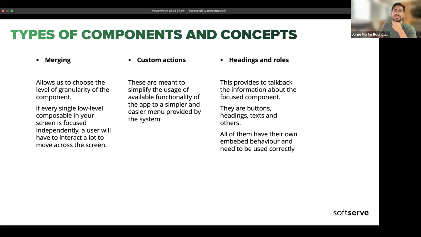The custom actions are to simplify the usage of available functionality. For example, if we have a lot of different composables together, we can create our own custom actions in order to make the navigation easier for the user. And the headings and roles is basically providing information to the talkback about whether the info displayed is a button, is a heading, is a text. So all of the components in Compose need to have their own behavior and need to be used correctly in order to not confuse the user while using talkback.